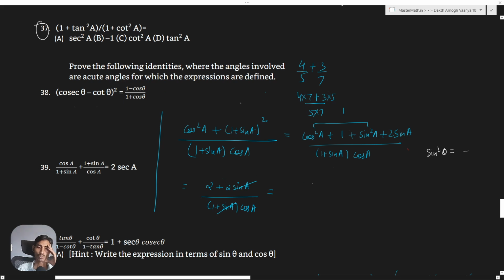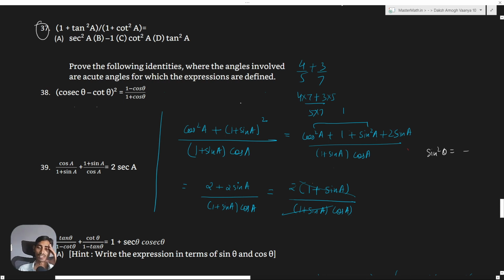We have to take 2 common out in the numerator. So we are left with 2 bracket 1 plus sin A. Then we are left with 1 plus sin A into cos A. So 1 plus sin A will get cancelled. So you get 2 by cos A. Don't hurry to cancel out things. Get the logic behind that.